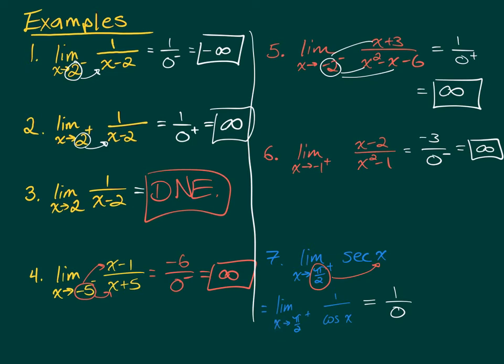Now since the x is approaching pi/2 from the right, if you think about the graph of cosine of x, it does something like this, and here is pi/2, and you are approaching it from the right. All of those values are negative. So approaching 0 from the right means negative infinity, and since it's underneath a positive 1, this answer will in fact be negative infinity.